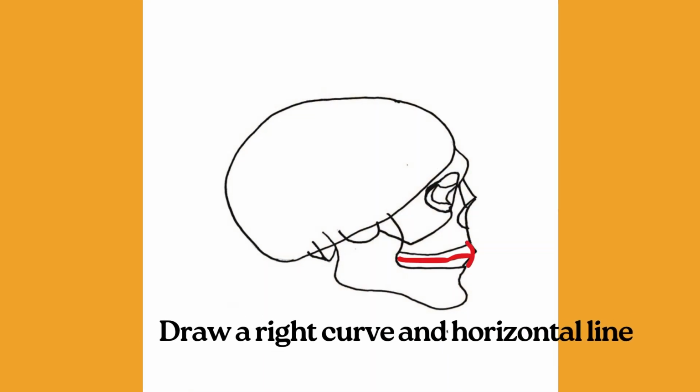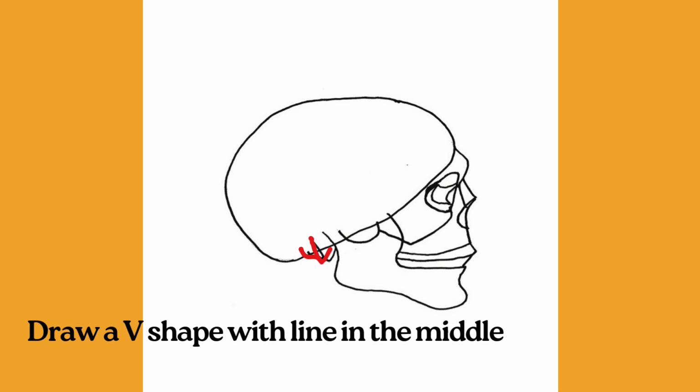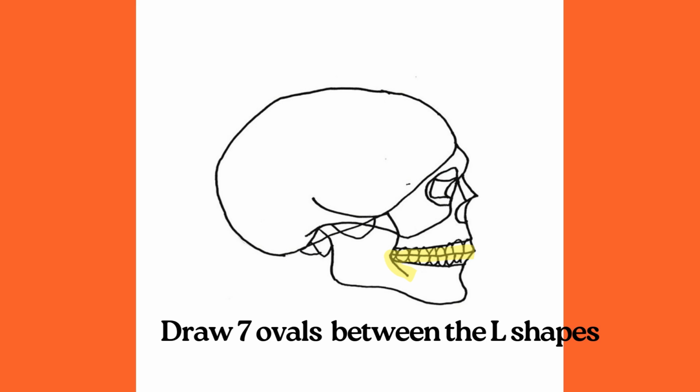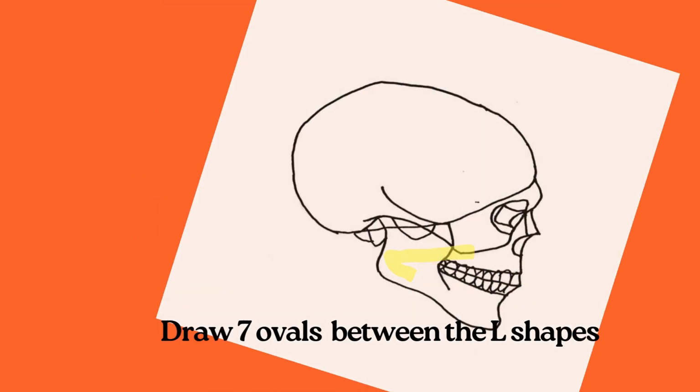Draw a right curve starting from the vertical line of the L shapes, and then draw a line from the middle of the right curve to the other side of the L shape. Behind the L shape, draw a V shape with a line in the middle, sort of like a W but not quite a W. Draw 7 small ovals between the L shapes.